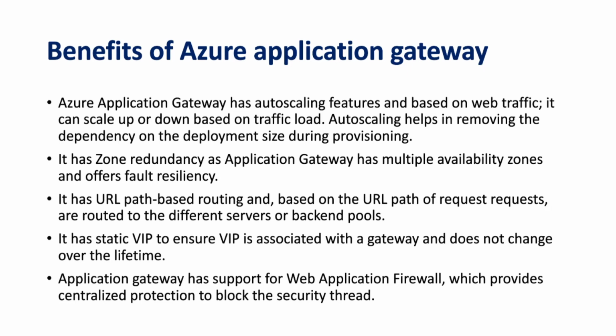It has URL path based routing, which we have seen in the previous slide, and based on the URL path, requests are routed to different server backend pools. It has a static VIP, to ensure the VIP associated with the gateway does not change over its lifetime. So we can set virtual IPs as static also.